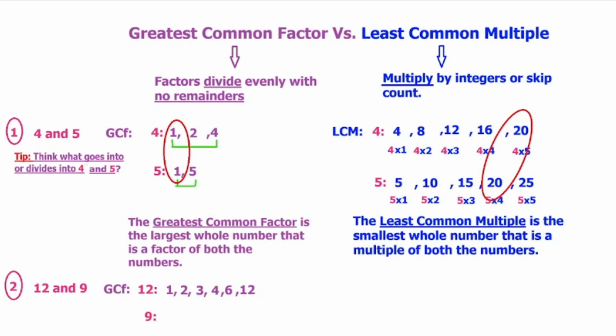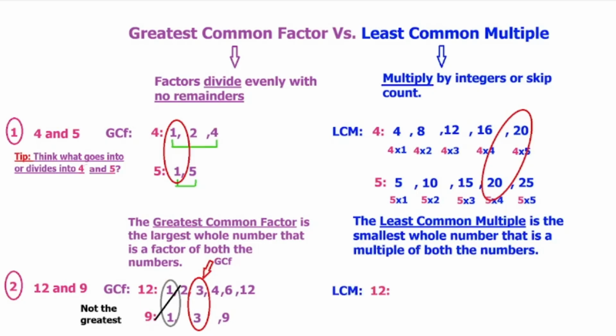So now let's work on 9. 1 goes into 9 and 9 goes into 9. And 3 goes into 9, right? So the ones that are common are 1 and 3, but we want the greatest, right? So 1 is not the greatest, so 3 is the GCF for 12 and 9. Let's try the LCM for 12 and 9.